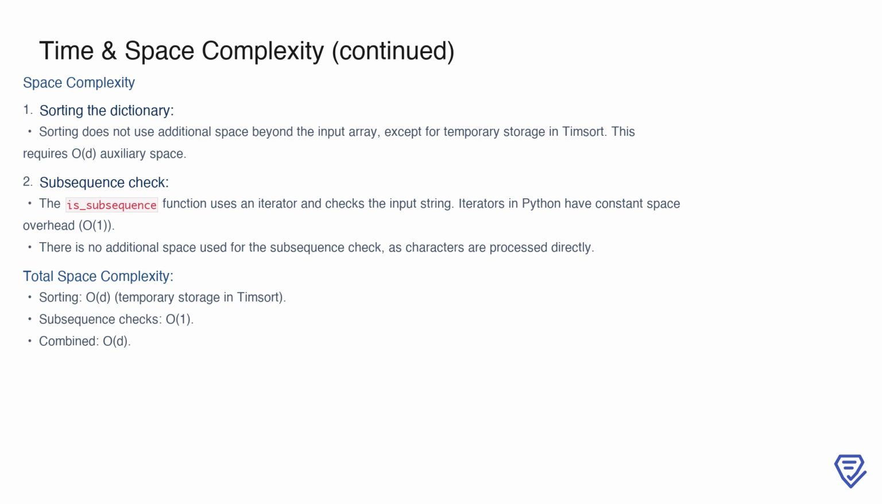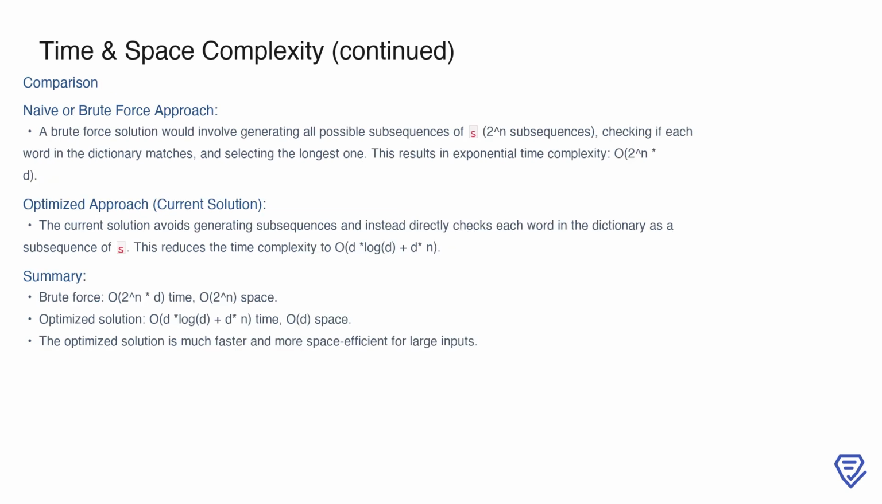Since no additional space is allocated during the subsequence check, the overall space complexity is determined by the sorting step, which is O(d). When we combine these components, the total space complexity is O(d), making this algorithm quite memory efficient. To better understand the benefits of this solution, let's compare it to a naive or brute force approach.